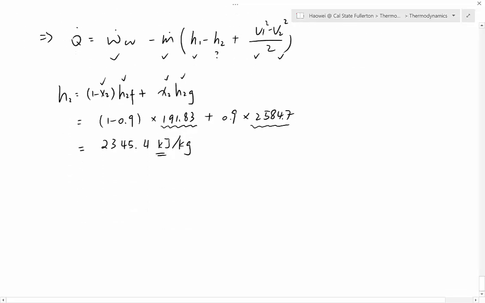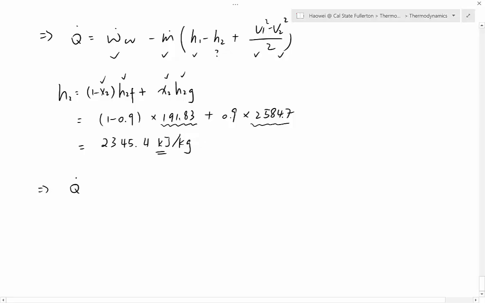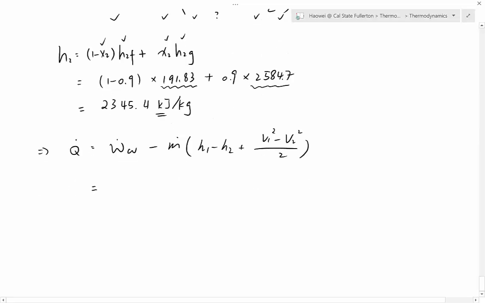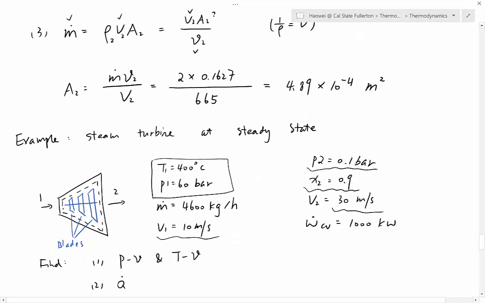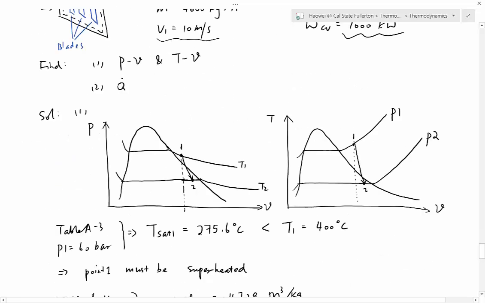Okay, so now I have everything on the right hand side to look for a heat transfer rate. Q dot equal to W dot CV minus M dot H1 minus H2 plus V1 squared minus V2 squared over 2. We have everything in the right hand side. Plug and chug. And be careful here. Why? Because you have so many different properties in the right hand side. So what I suggest you do is to convert everything to SI. So first of all, what is W dot CV? W dot CV is 1000. And what is the unit? 1000 kilowatts. So we need to convert kilowatts to watts by multiplying 1000.